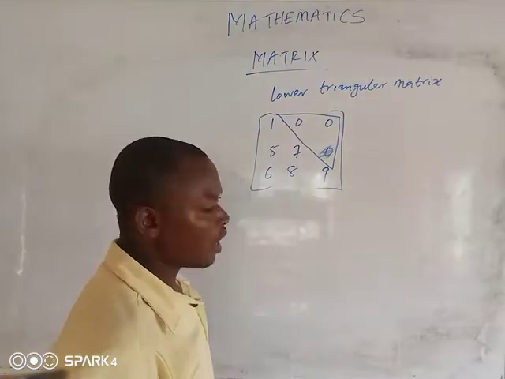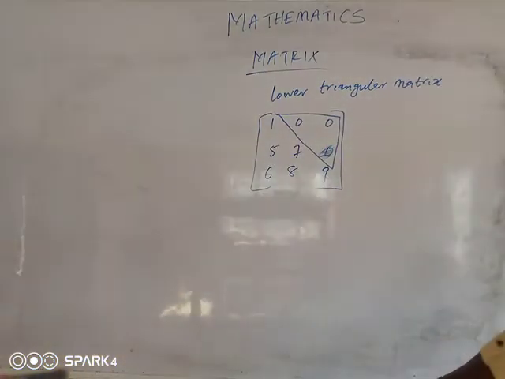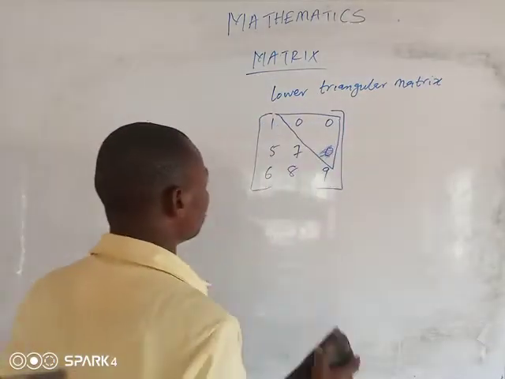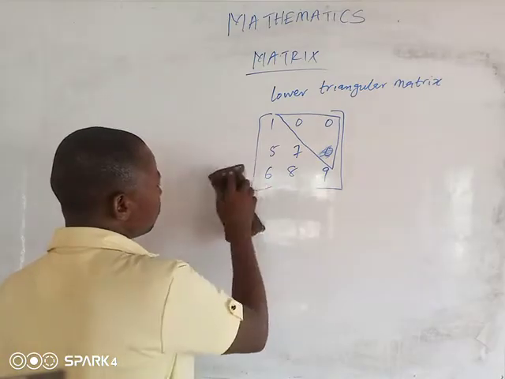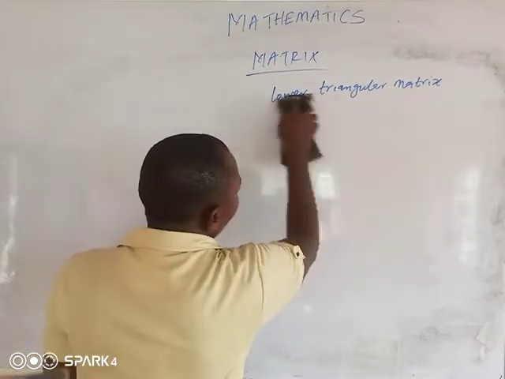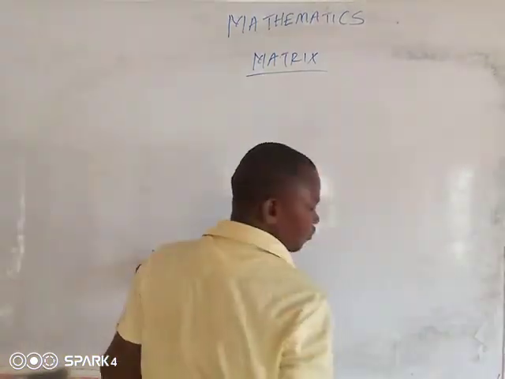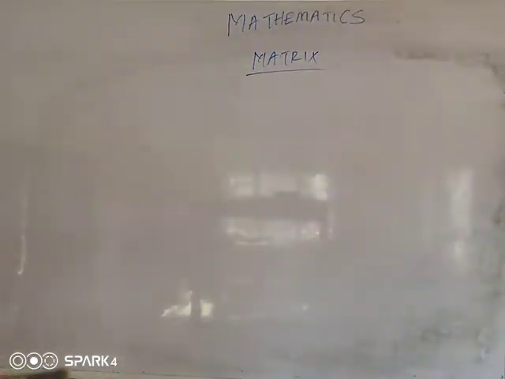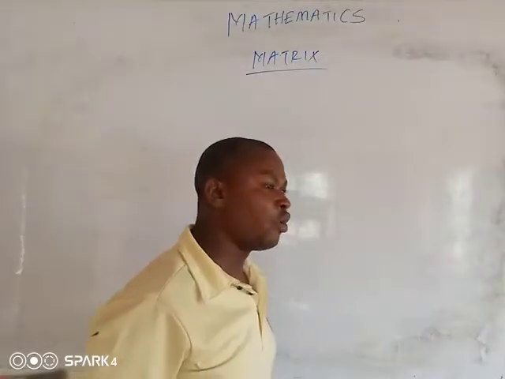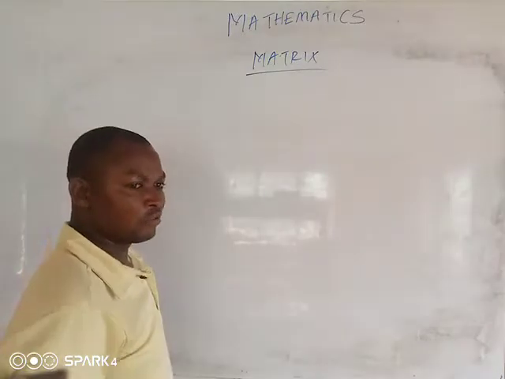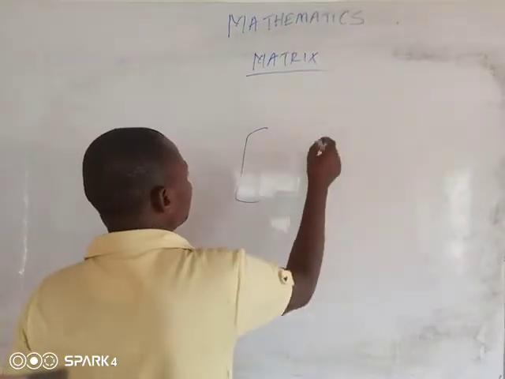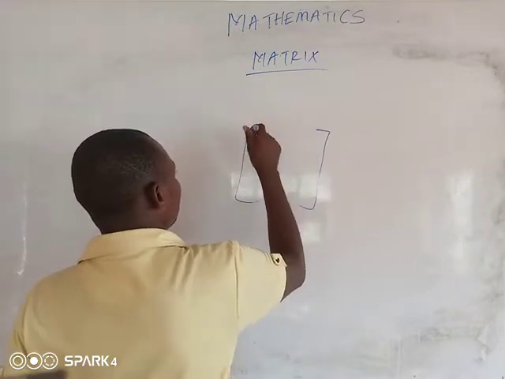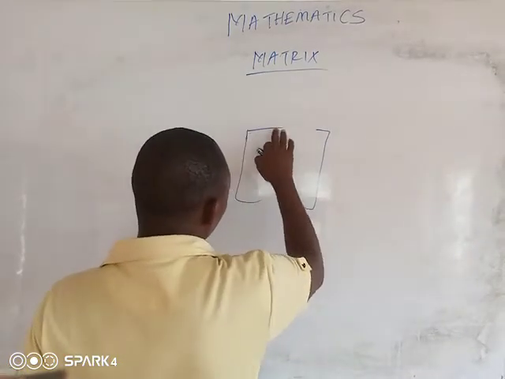Okay? We can also have an upper triangular matrix. It's the opposite of the lower triangular matrix, where we have the 0s forming a triangle below the values that are not 0. It's also a square matrix.